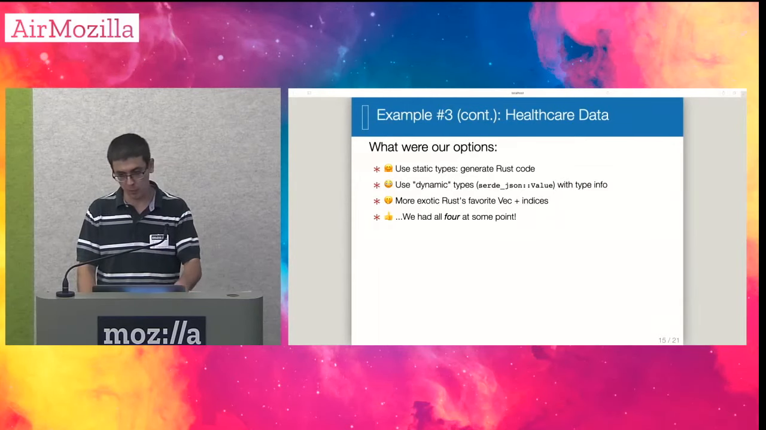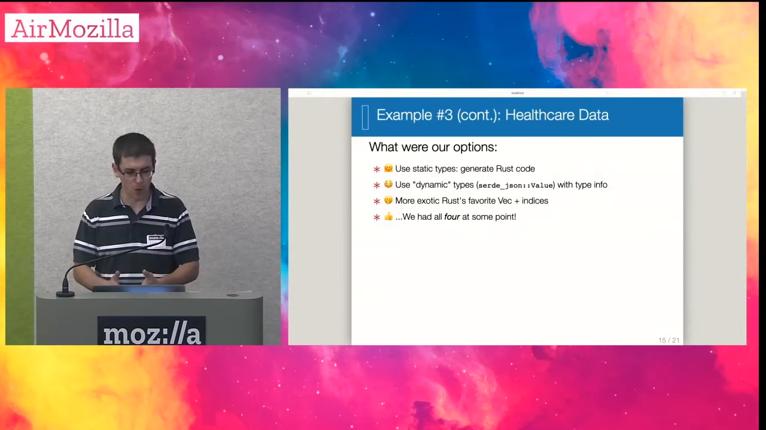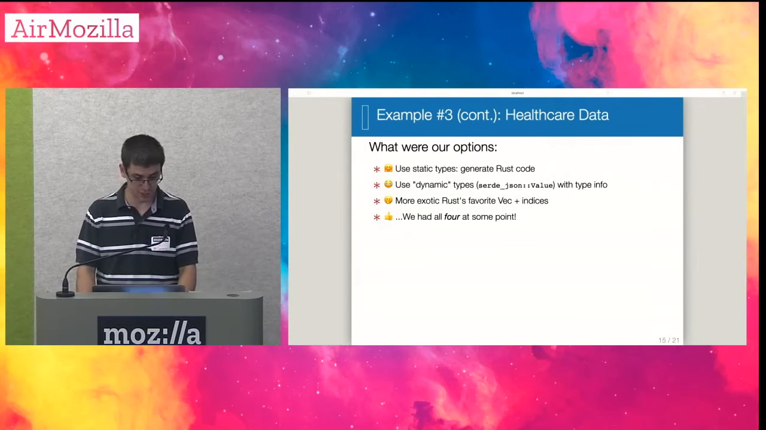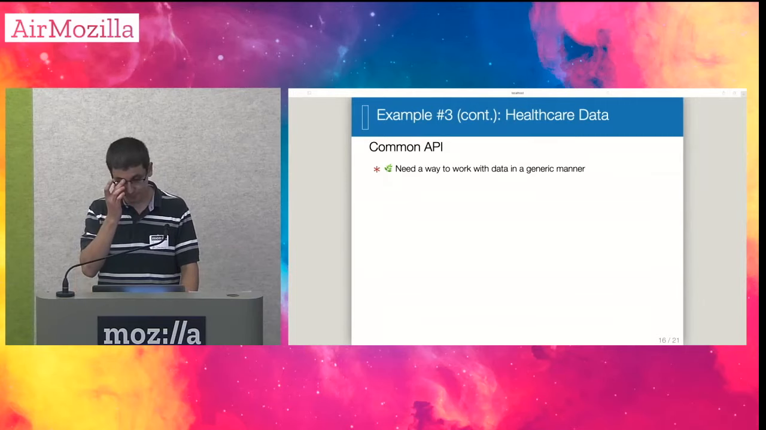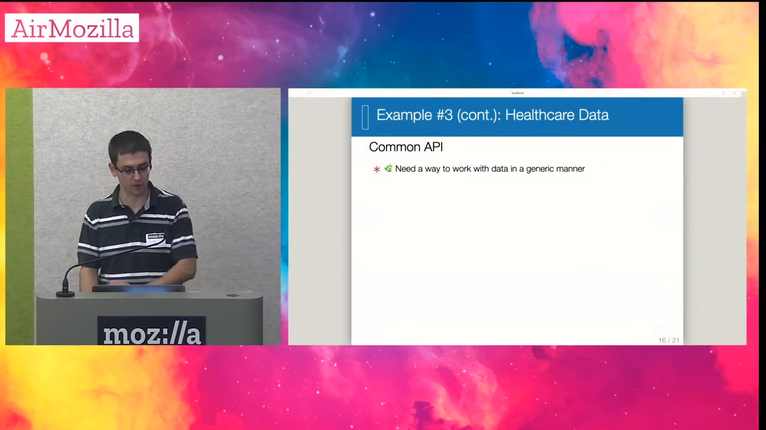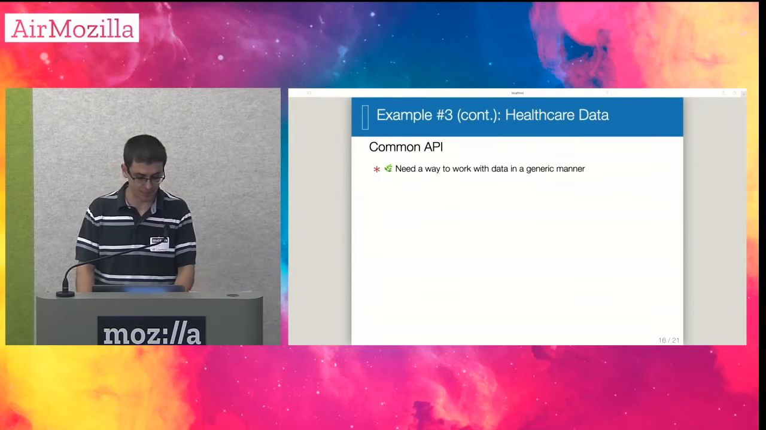It's like we would model in one way, and another part of the system we need to model another way. So we needed to develop a way for our parts of the system to work with all four of these representations. We came up with a common API which would be implemented for all these data structures. So we needed a way to work with this data in a generic manner.